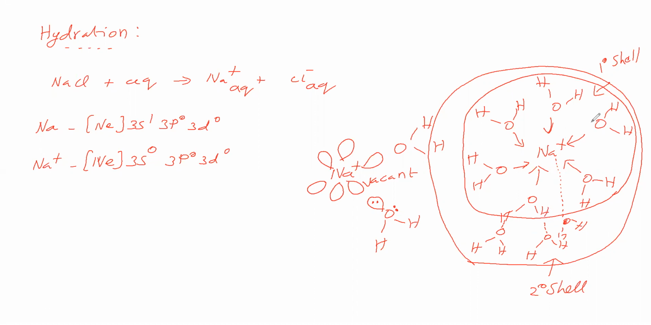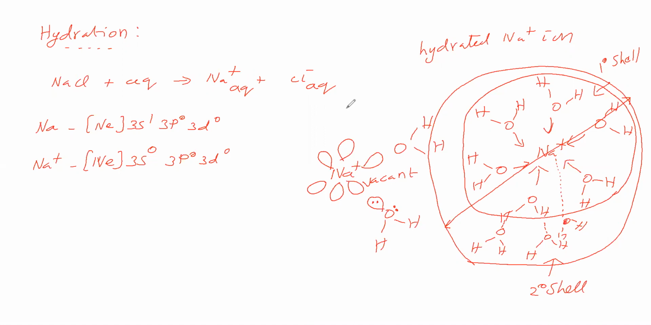This complete together, from the secondary shell and primary shell to Na+, is called the hydrated sodium ion. That means this Na+ aqueous is called so.